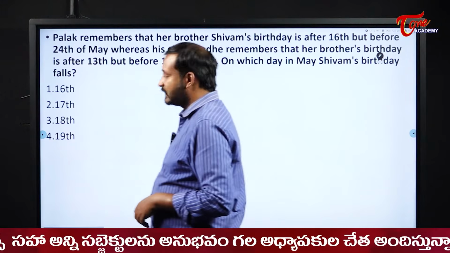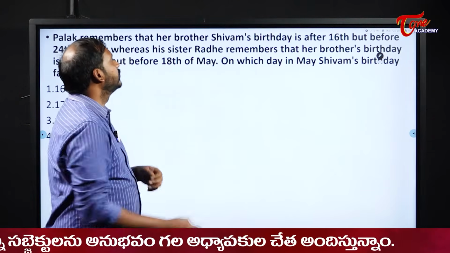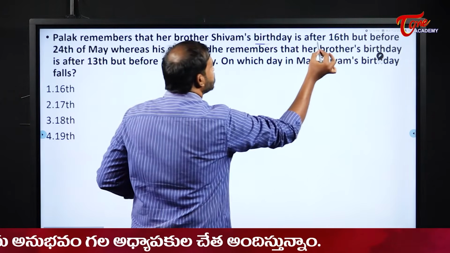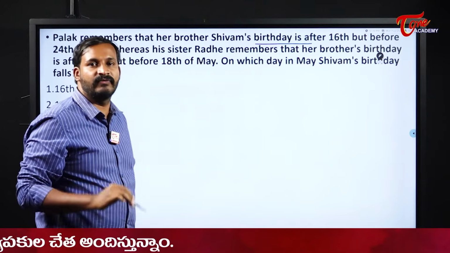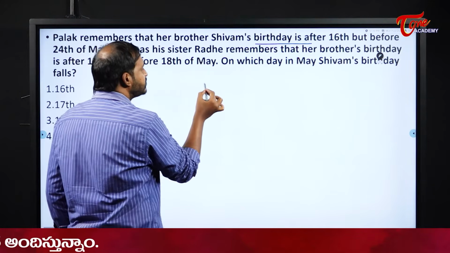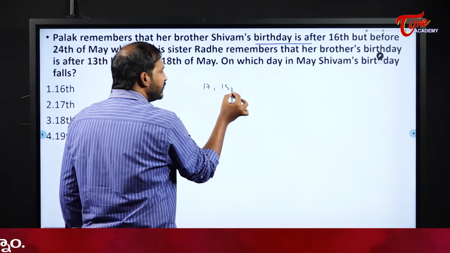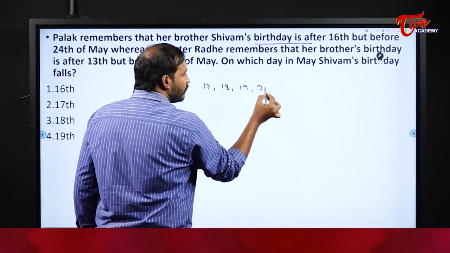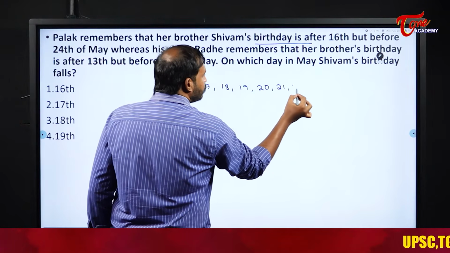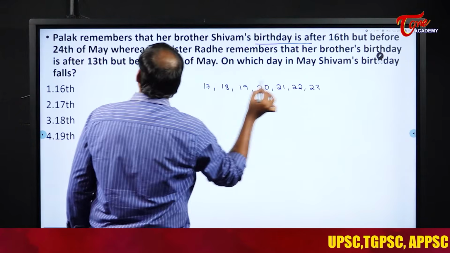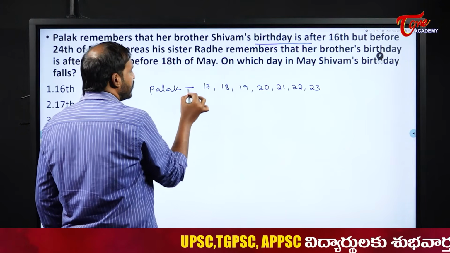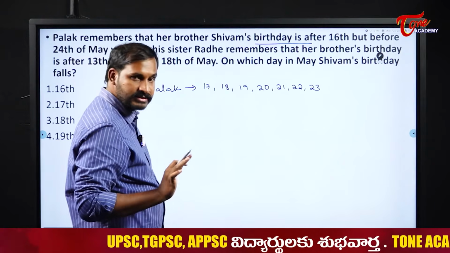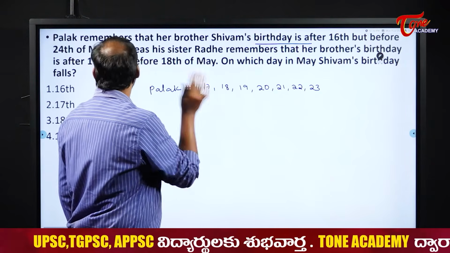Palak remembers that her brother Shivam's birthday is after 16th but before 24th of May. After 16th and before 24th of May. What are the dates I will have? 17, 18, 19, 20, 21, 22 and 23. According to whom? According to Palak. She remembers her brother's birthday was on these dates. After 16th but before 24th.